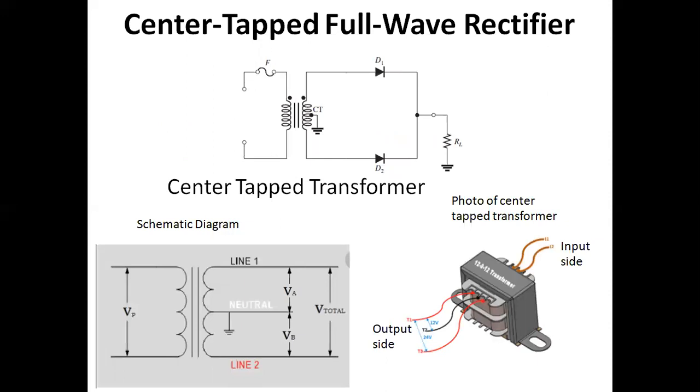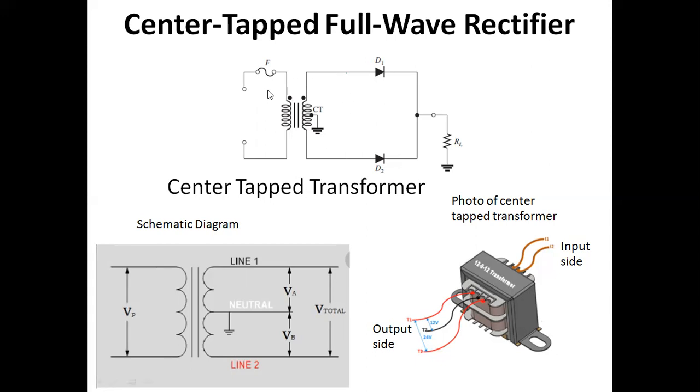Now, how do you implement full wave rectification? There are 2 circuits used to achieve full wave rectification. One is what we call center tapped full wave rectification, and the schematic diagram is shown. So this is the schematic diagram of a center tapped full wave rectification. And what you need to note is how many diodes. There are 2 diodes used. In the half wave rectification, there was only 1 diode. Here there are 2.